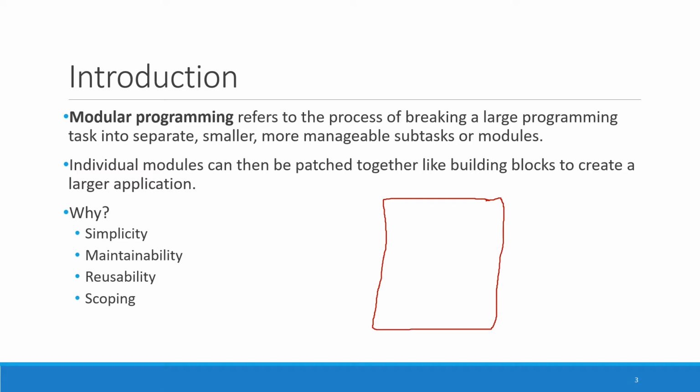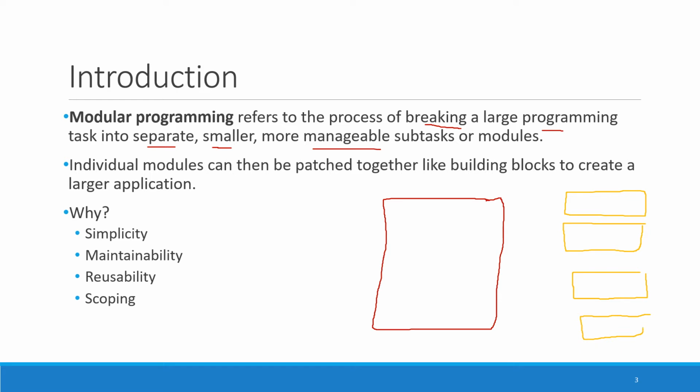So module programming is basically the process of breaking a large program into separate, smaller and manageable subtasks or modules. So instead of having your program be one large piece, as you see over here, you can break it down into smaller pieces. And each one of these pieces is going to be a separate file, implemented separately from the others.